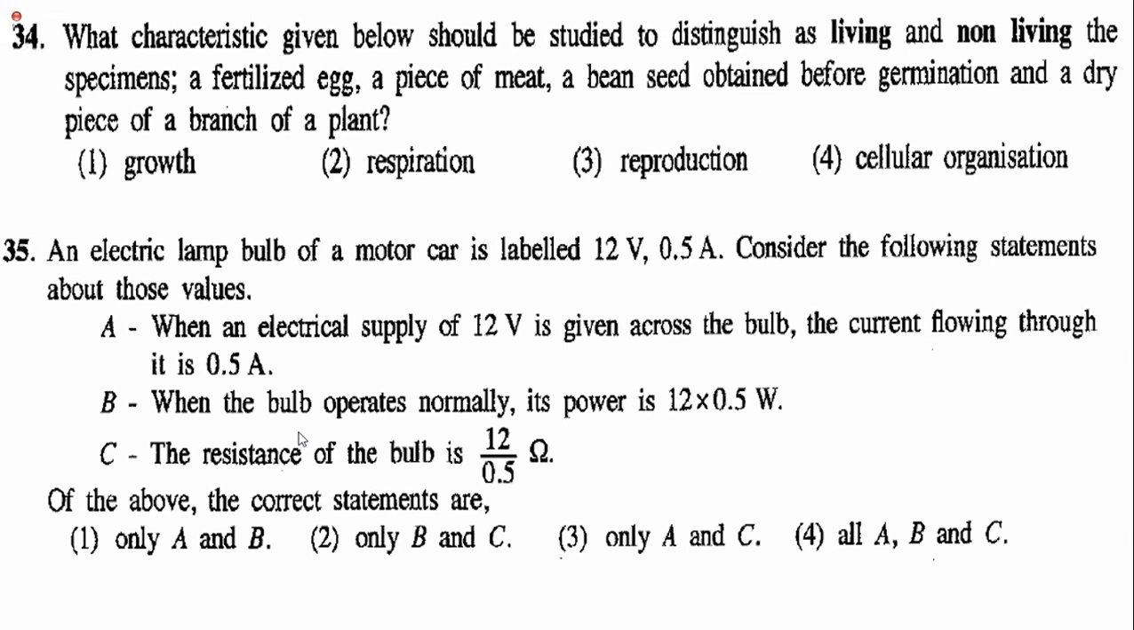Right. Next: when the bulb operates normally, its power is 12 into 0.5 watt. Put W and see. The resistance of the bulb is 12 by 0.5 ohms. Right? We will see. The equations related to this are V is equal to IR and P is equal to VI.